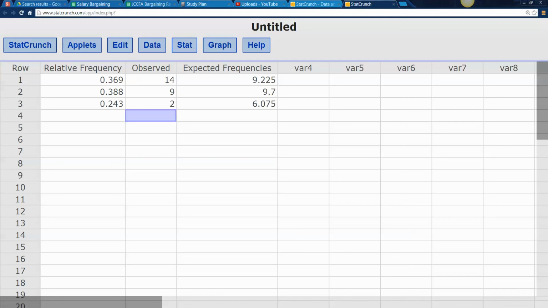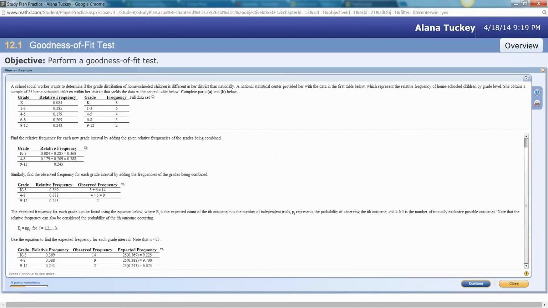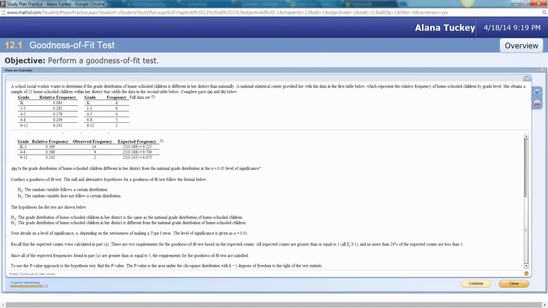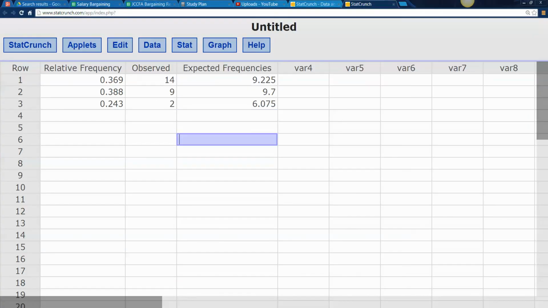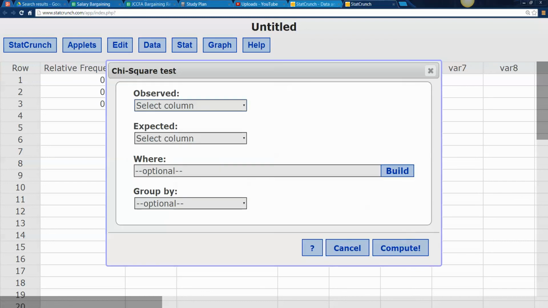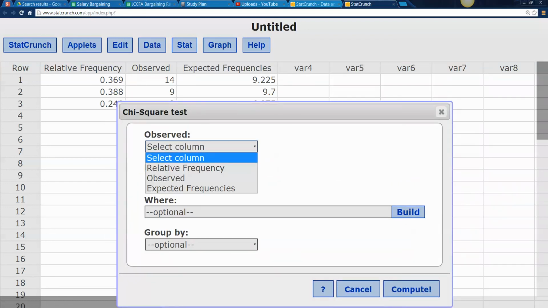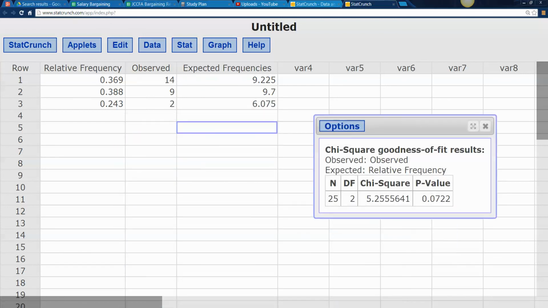Beautiful. Then we want to run the test. Let me go back to the problem here. We find the expected frequencies at the bottom, same as what we just found. And now we actually want to run the test. Your null hypothesis is always that the random variable follows the distribution that was given, and your alternative is that it does not follow that distribution. Then you go to Stat, Goodness of Fit. You want to do the chi-square test, not the normality test. You say your observed is in your observed column. For expected, you can pick either your relative frequency or your expected frequencies. I'll pick relative frequency for the heck of it. Then I click compute, and there it is.